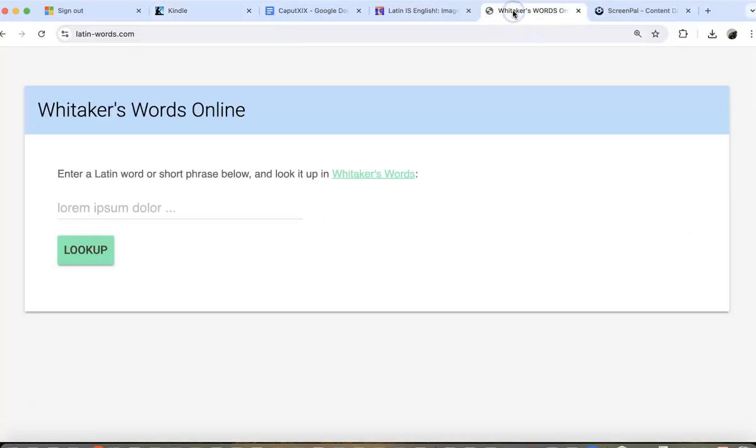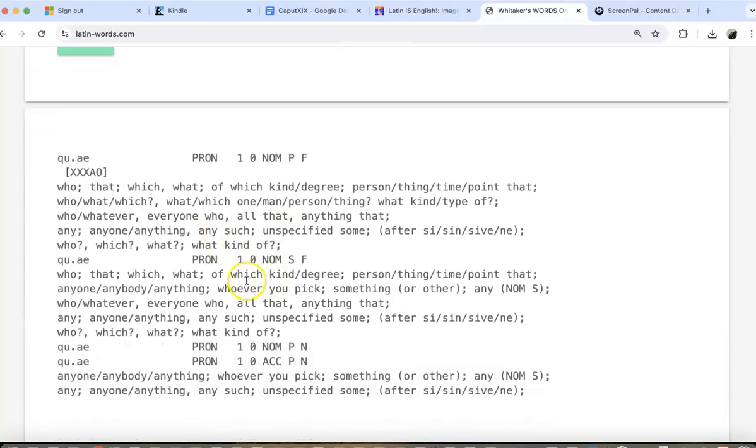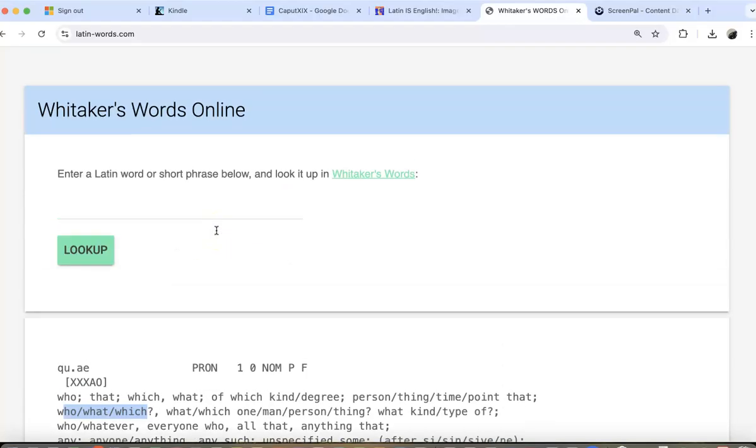I also pulled up Whitaker's Words as a good online resource. So we can type in quae, and you can see it has all kinds of possible options here. Once again, only the context is going to tell you. This is one of the challenges with Latin, just trying to figure out what the words mean. But in this case, we're going to go with what, because here is basically our qui, quae, quod equivalent in this particular one. So this one may not seem like it's all that helpful, but Whitaker's Words is definitely a resource that you want to use frequently.